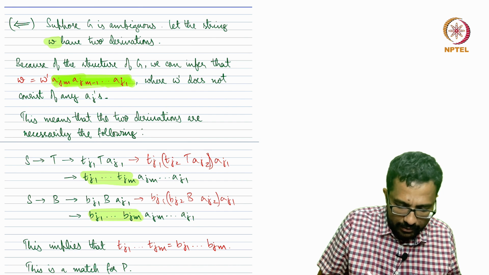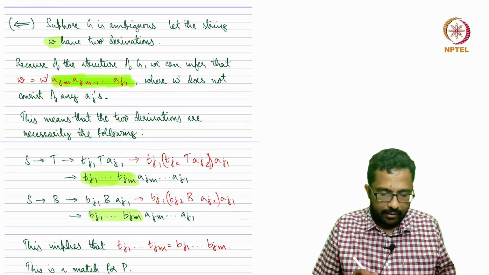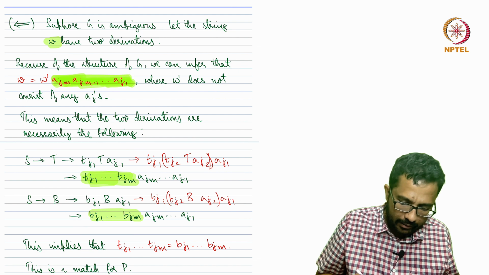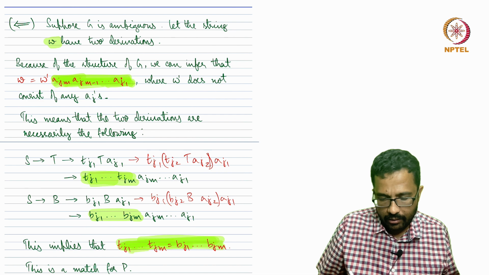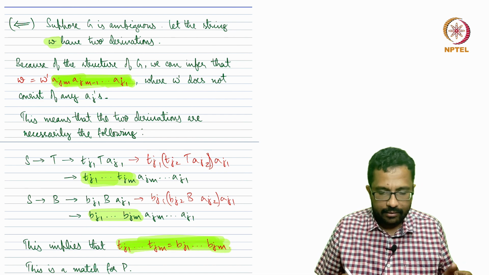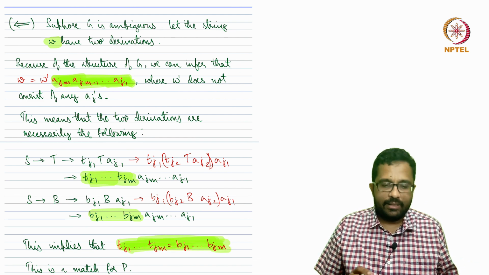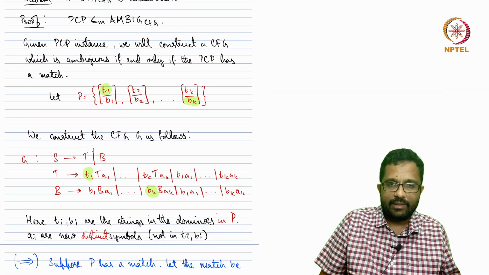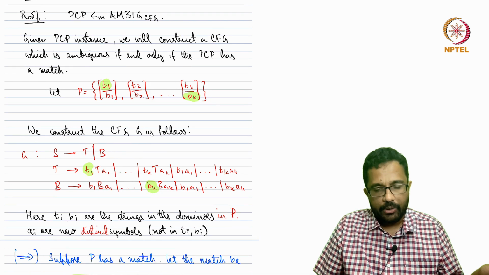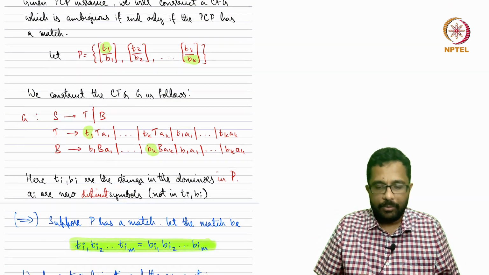The highlighted parts have to be the same, right? Which is what I have written here. Tj1 up to Tjm is Bj1 up to Bjm, right? Now, once we have that, that is a match for the PCP instance, right? So that's a match for the PCP instance. So we first have the J1th domino, then the J2th domino, up to the Jmth domino.